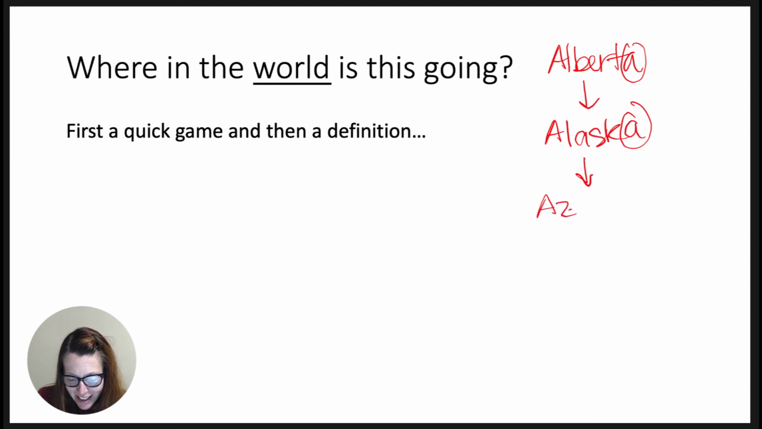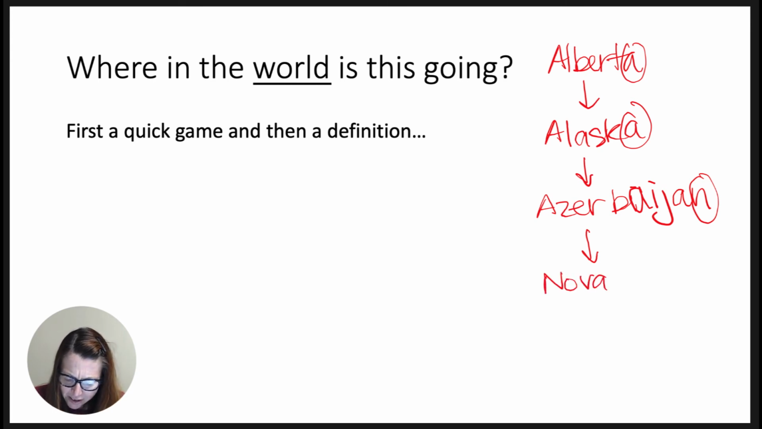And so I can say Azerbaijan, which ends in an N, and you come back with Nova Scotia, which also ends in an A. And this can keep going, and whatever that last letter is drives the next one.